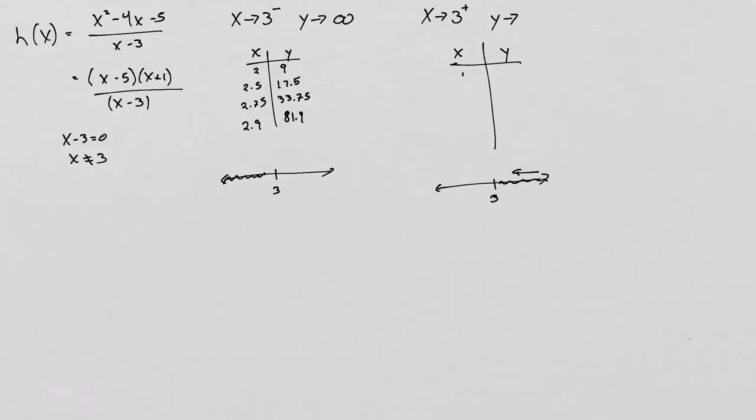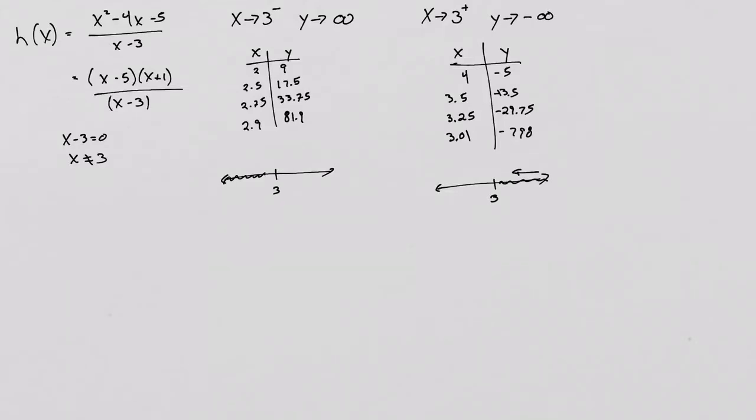So here I want to pick 4, 3.5, 3.25, 3.01. Each time I'm getting closer to 3 to kind of see what type of pattern happens. Well, when I plug 4 in, I get negative 5. 3.5, I get negative 13.5. 3.25 is negative 29.75. And then 3.01 jumps to negative 798. So the pattern here is not approaching a particular number. It's actually approaching negative infinity.